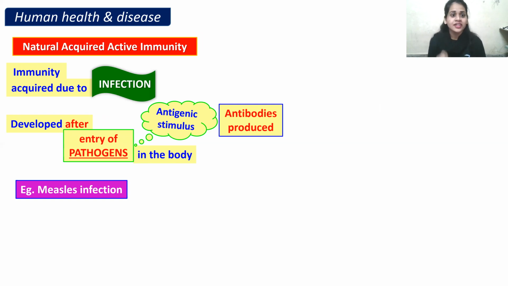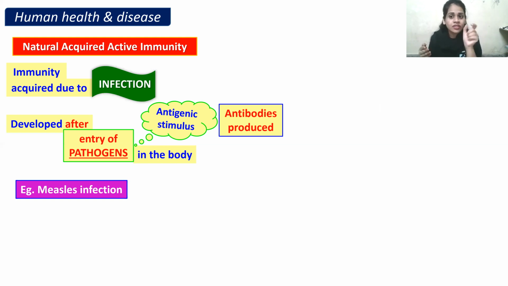So can we read together? Immunity acquired due to infection which develops after entry of pathogen in the body is called natural acquired active immunity. Okay, see, immunity acquired due to infection. Infection is a natural infection, so that is why the word goes as natural. Developed after entry of pathogen. As the pathogen has gone inside, our cells are going to produce what? They are going to produce antibodies, right? And this infection is taking place after birth, so that is why the word is acquired.